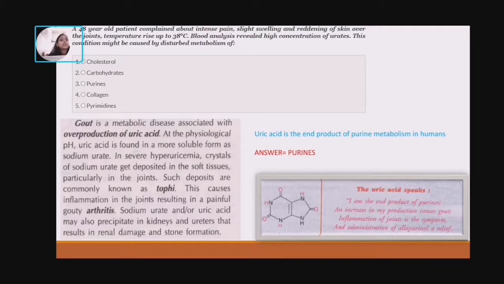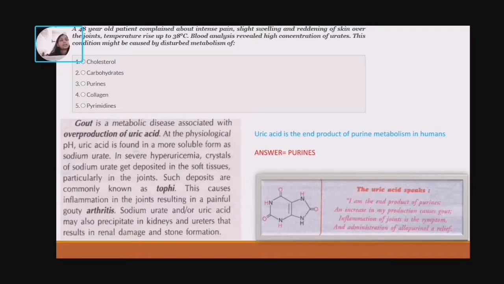First of all, there is a clue in the question: there is reddening of skin over joints and also a high concentration of urates in blood. So this condition is seen in the case of gout. Gout is actually a metabolic disorder in which there is overproduction of uric acid.